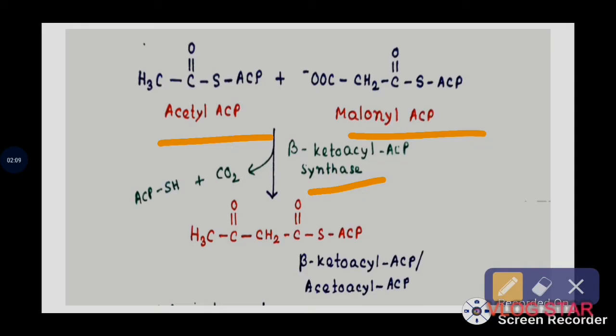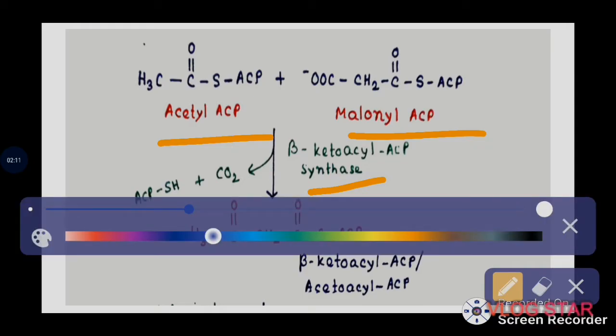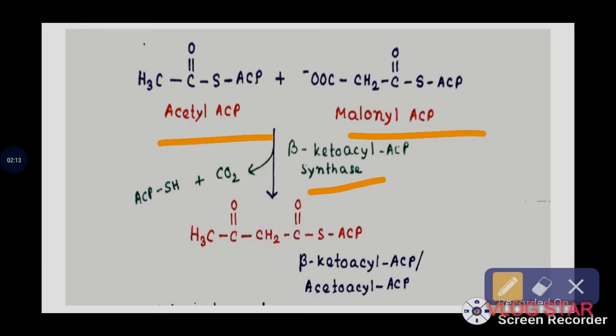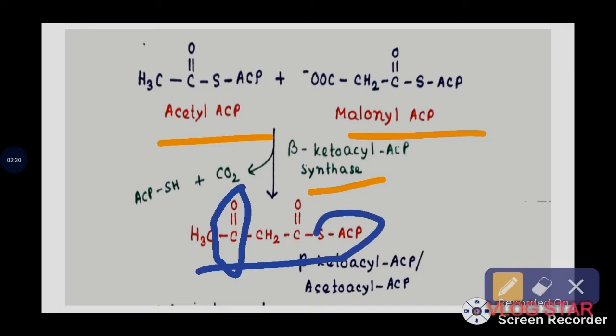Now if you look at the name of the enzyme, you will see that it is named beta ketoacyl ACP synthase. So beta ketoacyl, what does the term mean? It means that in the beta position you have the keto group. So you can say beta keto, and it's an acyl chain, so you can say acyl, and this is ACP. So beta ketoacyl ACP synthase, that means it is synthesizing beta ketoacyl ACP.